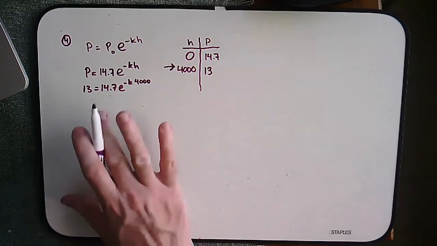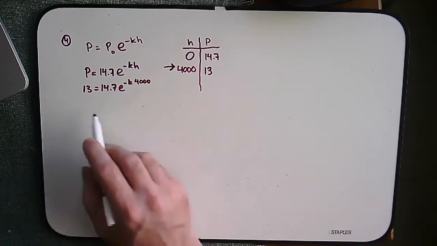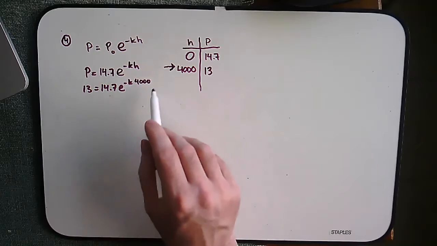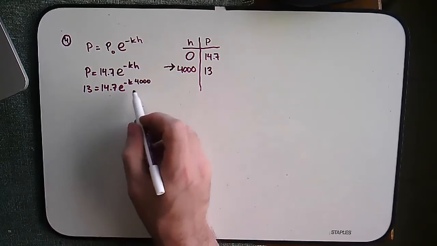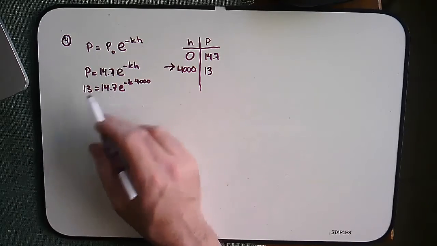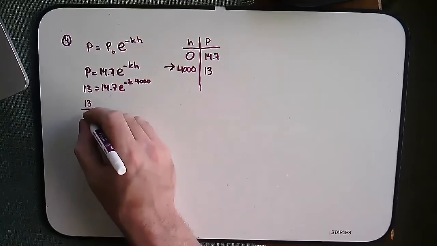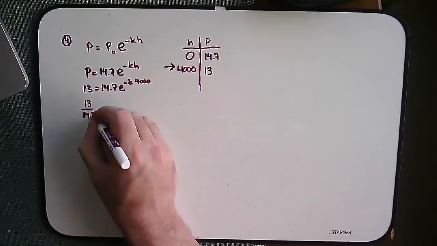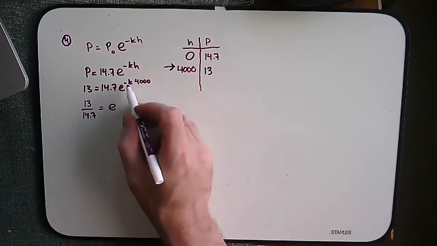So this process is pretty important. This is something that you'll be asked to do with a variety of exponential functions, that is, solve for an unknown that's up in the variable. That can be challenging. So what we want to do is we want to get the exponential expression by itself first. So that 14.7, I'm going to divide both sides by 14.7. And so on the left-hand side, I have 13 divided by 14.7 equaling e to the negative k times 4,000.